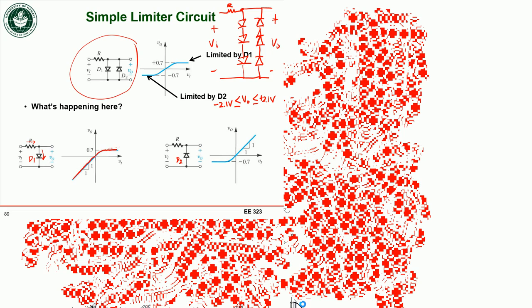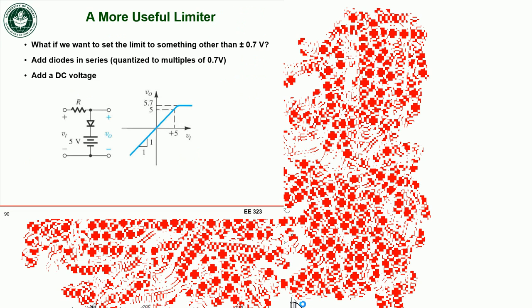But what if I don't want an output that's a multiple of 0.7? I could use different diodes, because if I use different semiconductor materials, that voltage at which it turns on is going to be different. 0.7 volts is only for silicon at room temperature. So I could change that voltage that's dropped across the diode by changing the material. But another way to do it is you just add a DC voltage to the limiter.